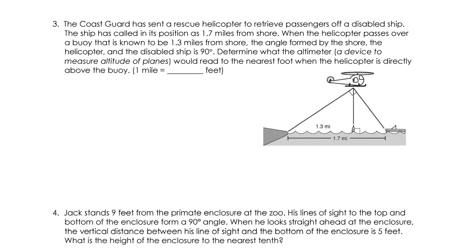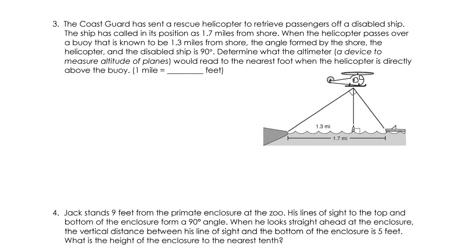All right, guys, on number 3, it says that the Coast Guard has sent a rescue helicopter to retrieve passengers off a disabled ship. The ship has called in its position as 1.7 miles from shore. So that's already in our picture. When the helicopter passes over a buoy that is known to be 1.3 miles from shore, the angle formed by the shore, the helicopter, and the disabled ship is 90 degrees.